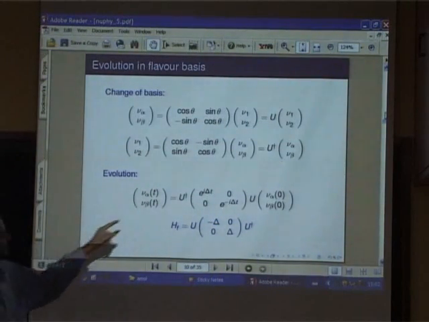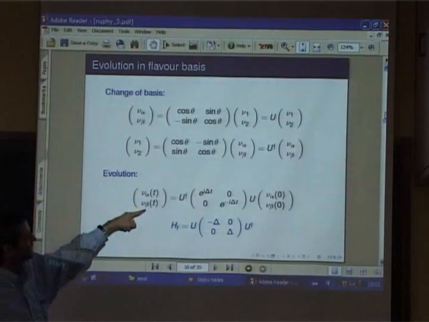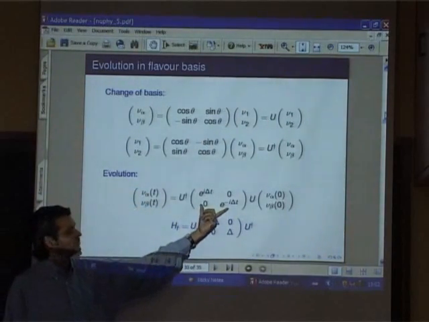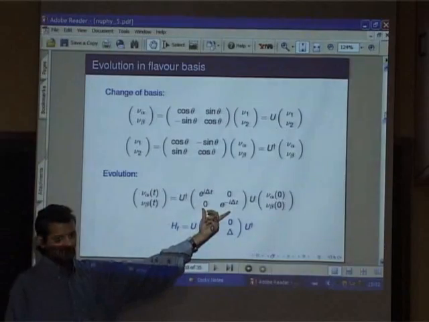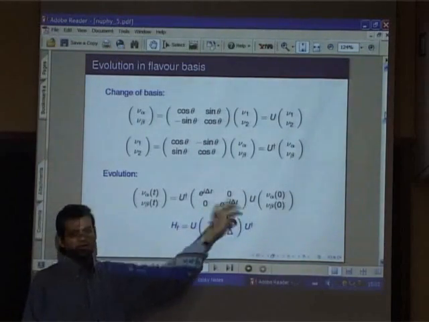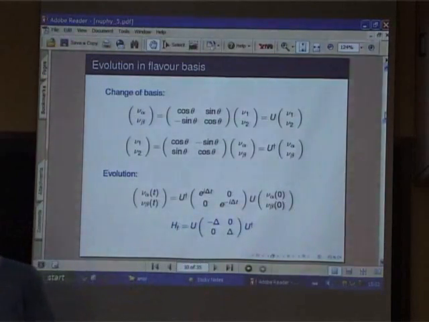Yeah, so essentially, if I want to write down nu alpha and nu beta, I can just look at evolution of mass eigenstates and multiply on these two sides by U dagger. Instead of evolving the flavor. So I will always try to do this instead of writing the whole powers.